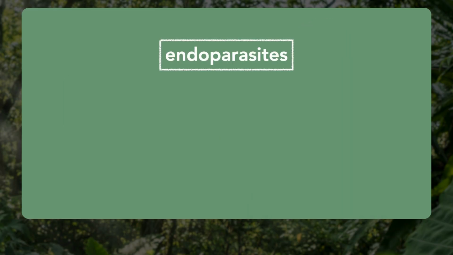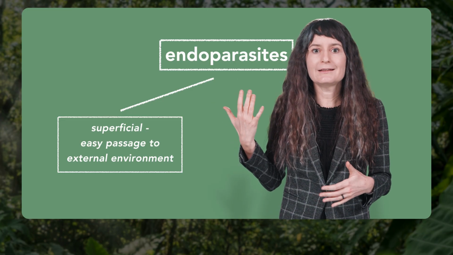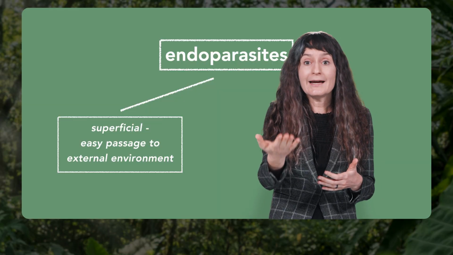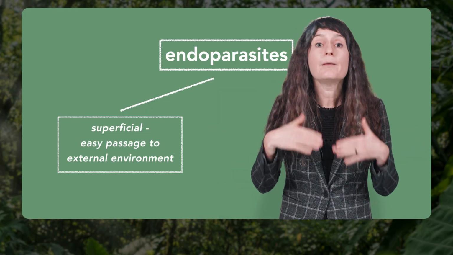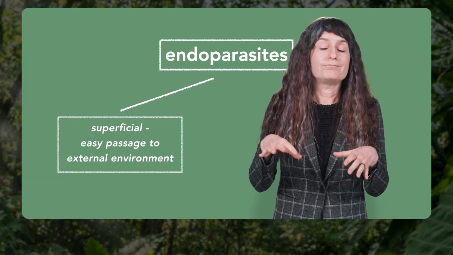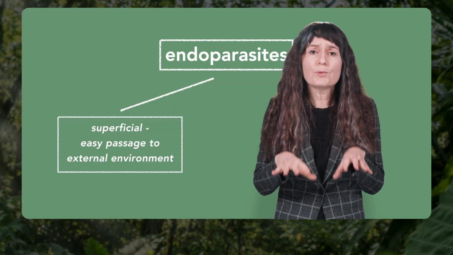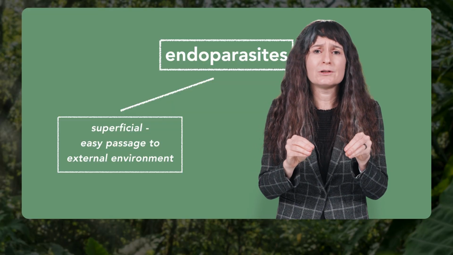Now, we can further define endoparasites into superficial endoparasites, which are parasites located in some sort of internal body cavity that has a direct connection to the external environment. Think about the gut, which is connected to the external environment through the mouth and the anus. Or the lung, which is connected to the outside world through the bronchial tubes. Or the bladder, which is connected to the outside world by the urethra. Of course, all of these have analogs in other kinds of vertebrates, but you get the drift. A superficial endoparasite is one that has an easy passage into the outside world.